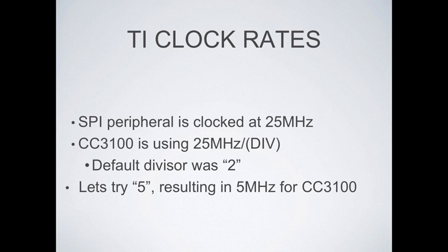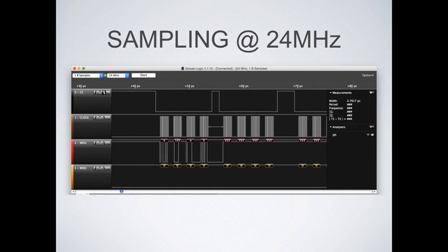To show you the difference, let's change that divisor to 5. If you take 25 megahertz divided by 5, we get something clocking at around 5 megahertz for the CC3100. So now let's go back and sample again. The SPI clock is at 5 megahertz, and we're sampling at 24 megahertz. That's definitely much faster than the Nyquist rate.